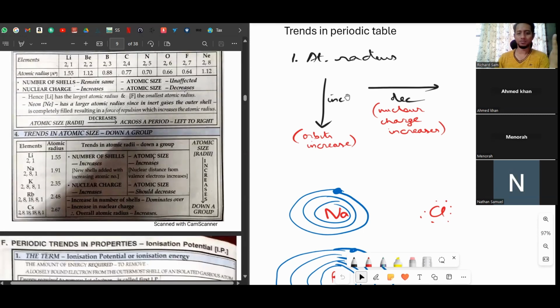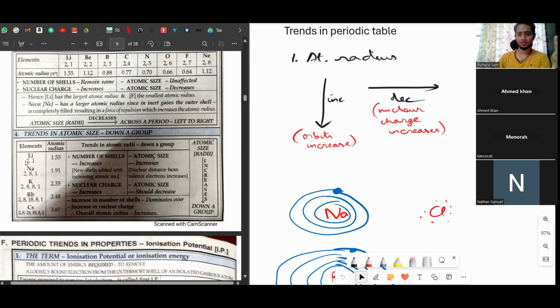Down a group is easy. As you go down the group, atomic size increases. Why? Because orbits increase. As you go down, one orbit is added, and so there's a clear increase in the atomic radius. We see here lithium, sodium, potassium, rubidium, cesium. What elements are these? Which group do they belong to?